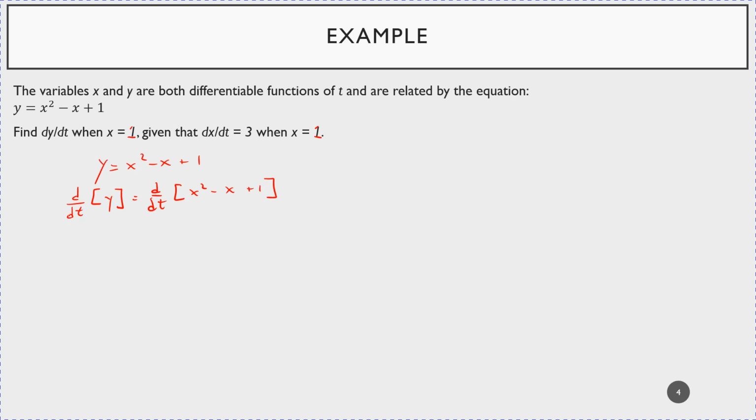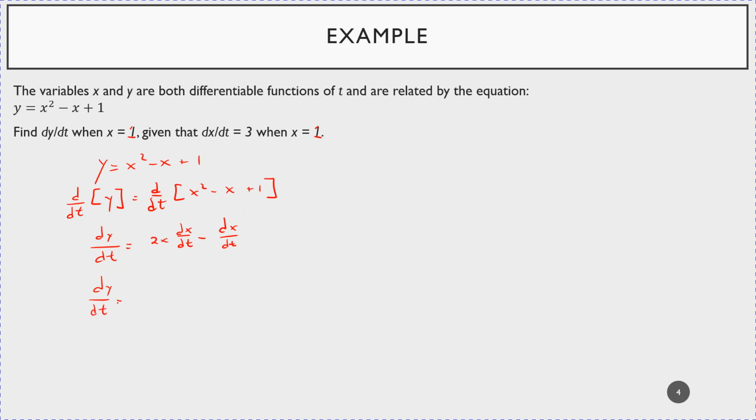All right, so the derivative of y with respect to t, dy/dt, is equal to... Now I'm differentiating x squared with respect to t. So this becomes 2x times dx/dt, minus the derivative of x with respect to t, which is just dx/dt. And the derivative of a constant, it doesn't matter that it's with respect to t here, is still 0. So now I want to find dy/dt when x, which is our variable here, is equal to 1. And dx/dt, which is given right here, is equal to 3.